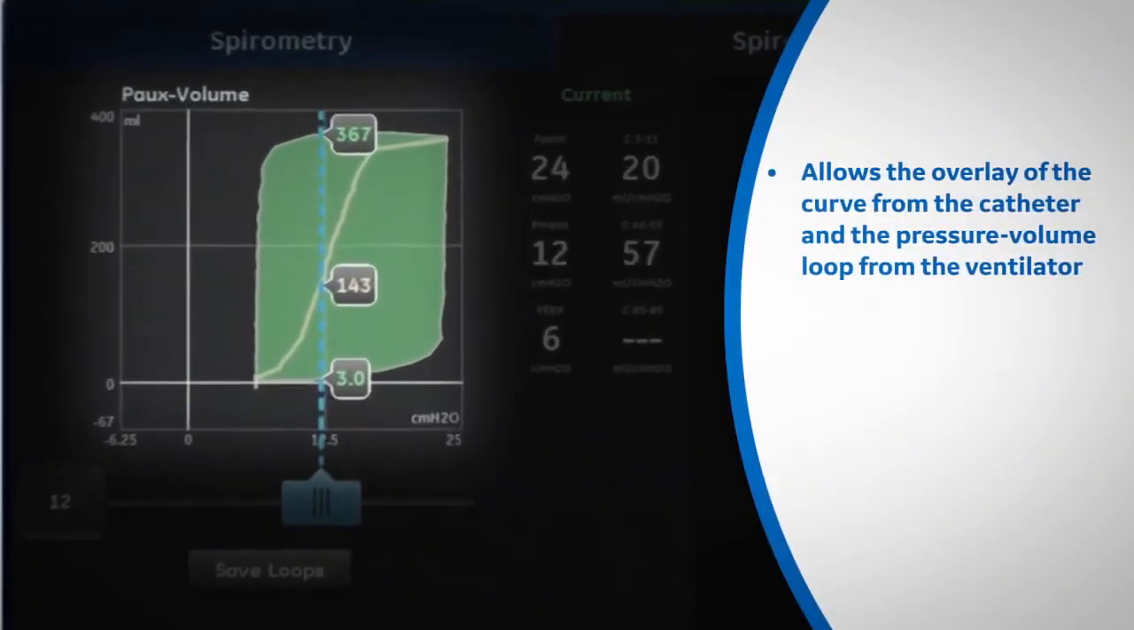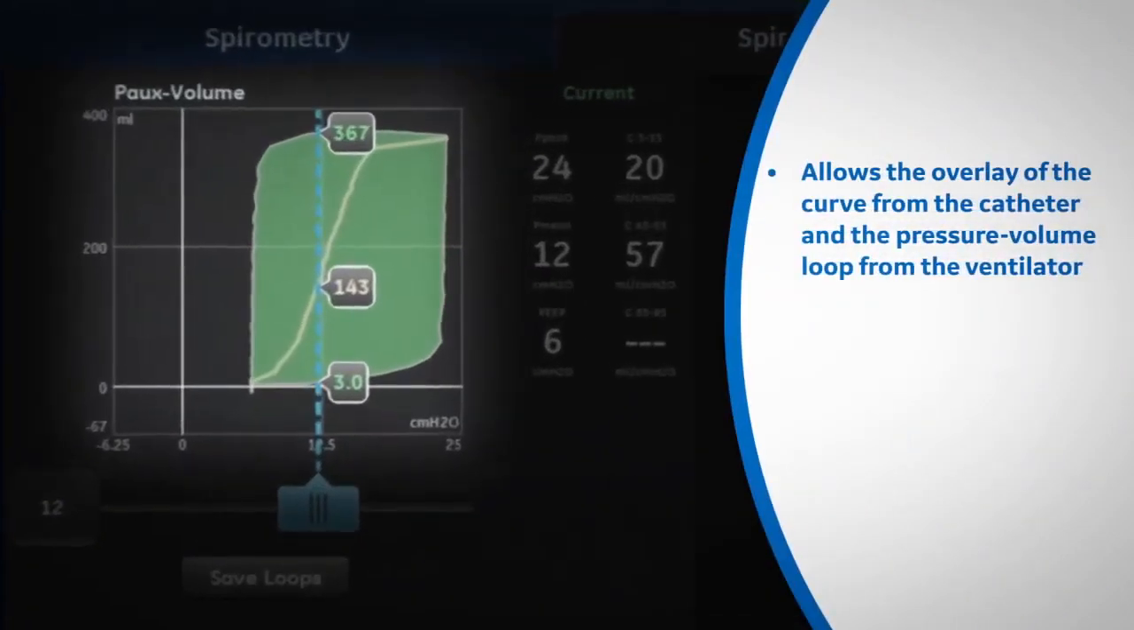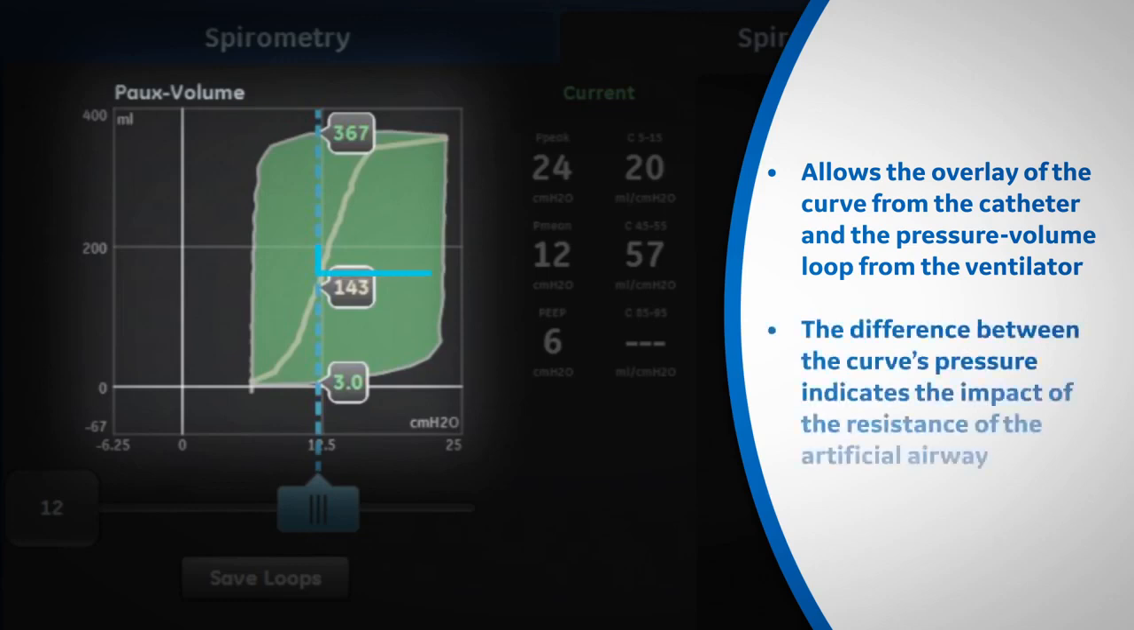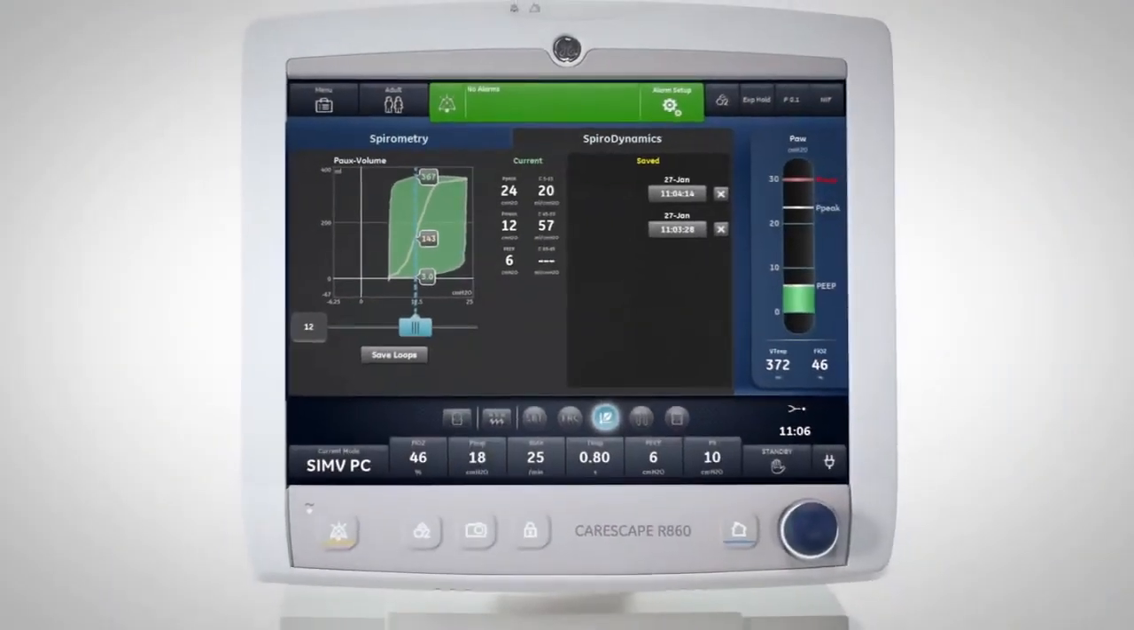The CARESCAPE R860 allows the overlay of the curve from the catheter and the pressure volume loop from the ventilator. The difference between the curve's pressure indicates the impact of the resistance of the artificial airway. Spirodynamics is as easy as that on the CARESCAPE R860.